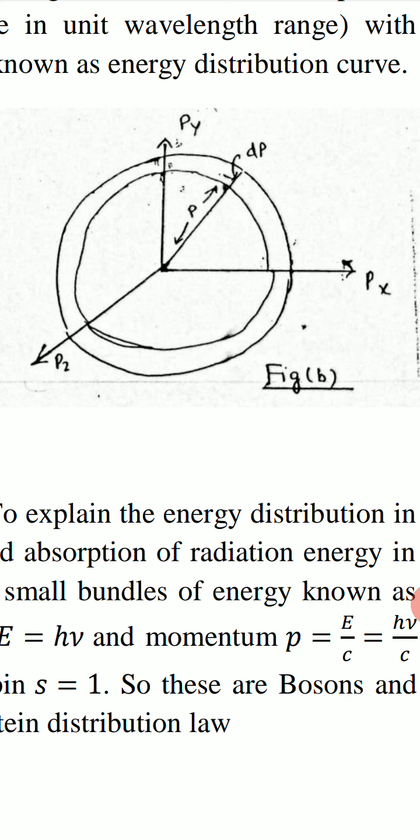For the space between these 2 spheres, momentum will be in the range p to p plus dp. So the region which is shown between these 2 spheres is the region for which momentum is in the range p to p plus dp.